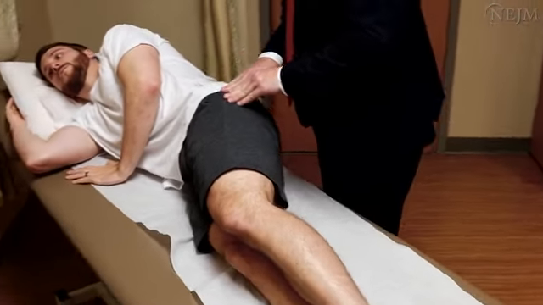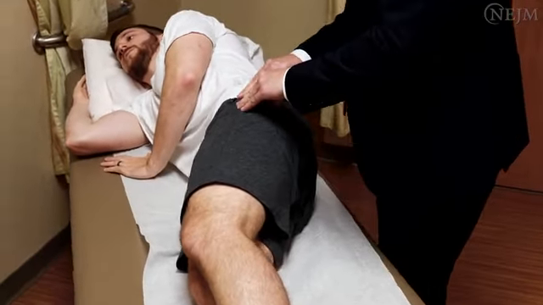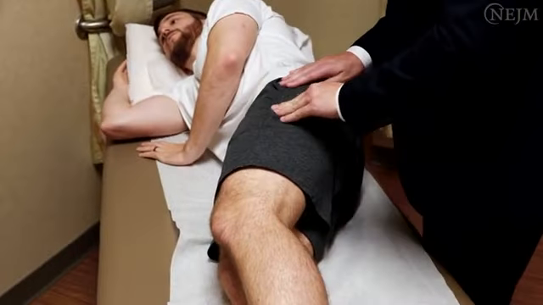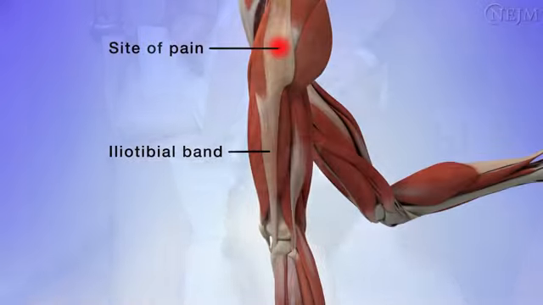Palpate the greater trochanter. Pain may indicate bursitis, an inflammation of the trochanteric bursa. The iliotibial band overlies the greater trochanter and can also be a source of irritation and inflammation.